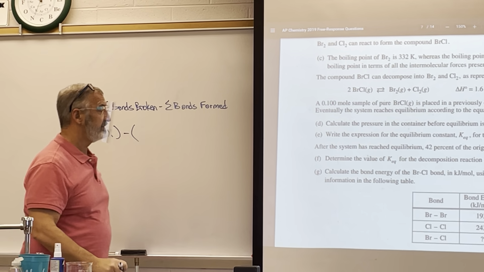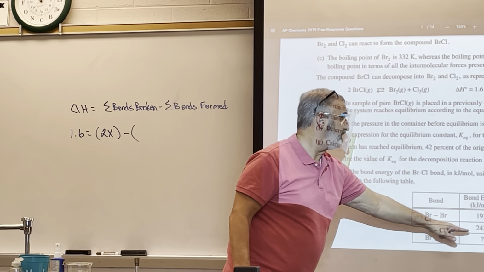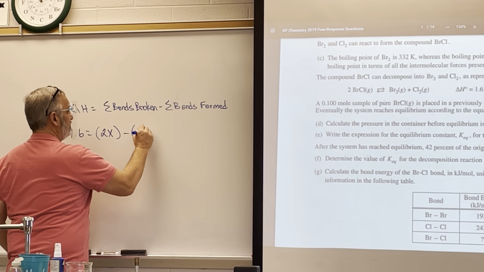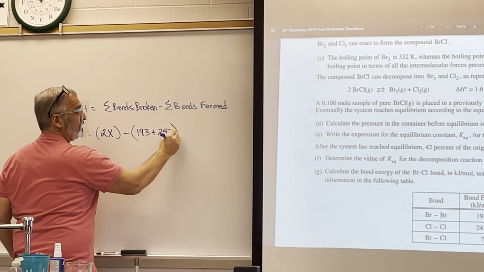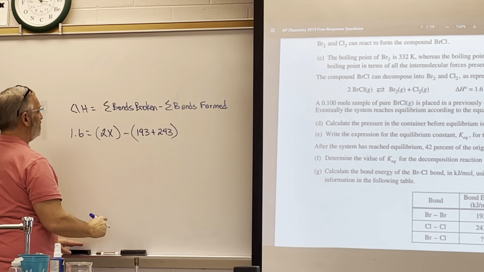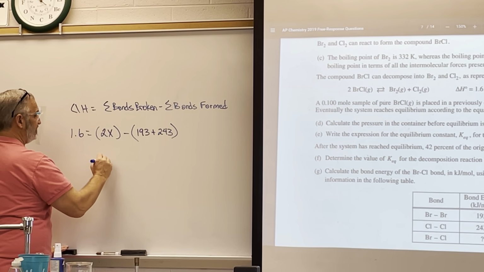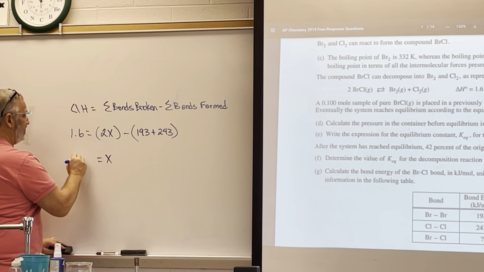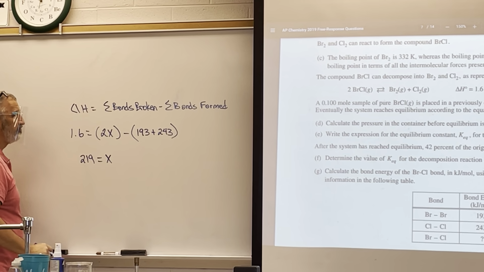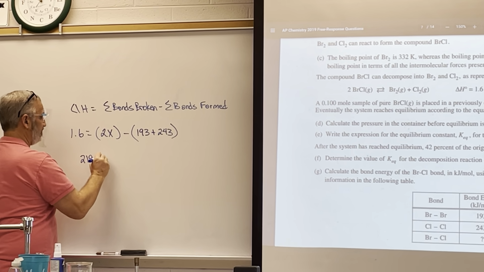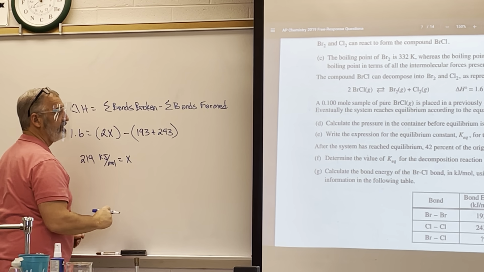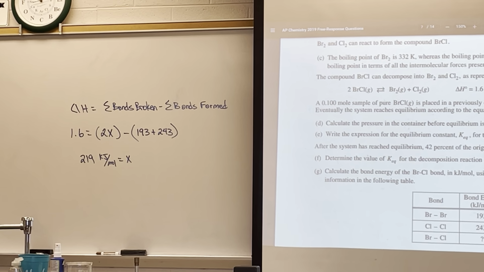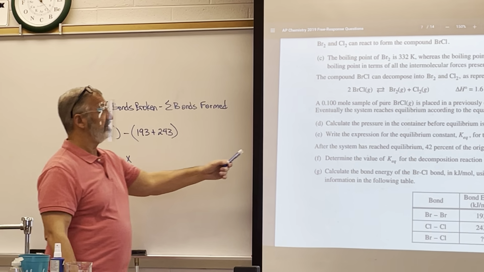minus bonds formed, 1 and 1, 193 plus 243. So solving all of that, what does x equal? 418, we'll say 419. 219. And that's going to be kilojoules per mole. Okay? So again, not a hard problem if you just remember bonds broken minus bonds formed. And remember that you have to break two of them.